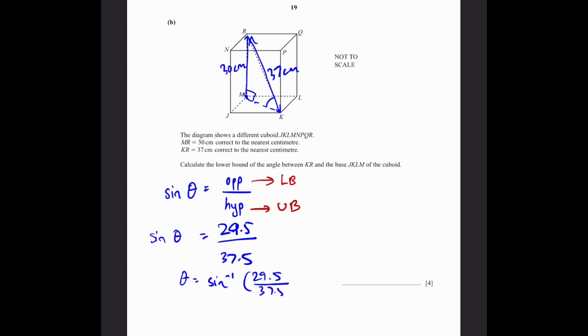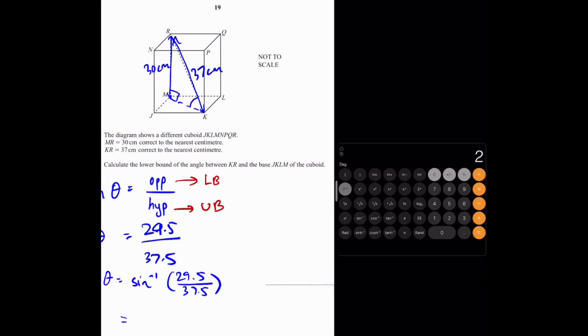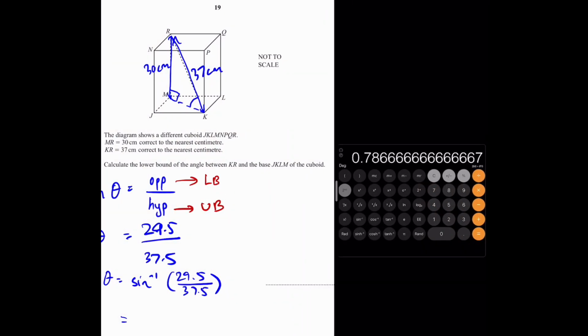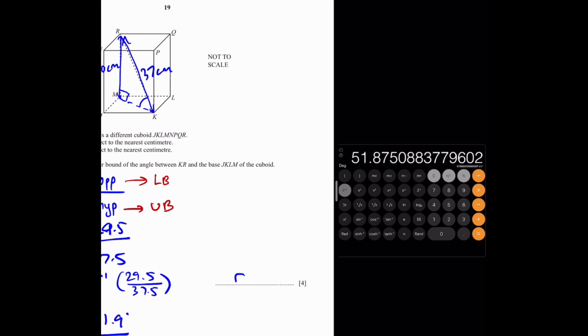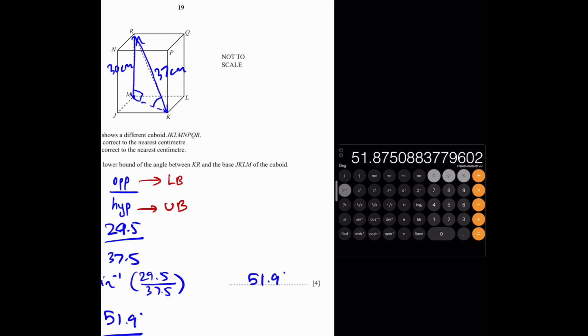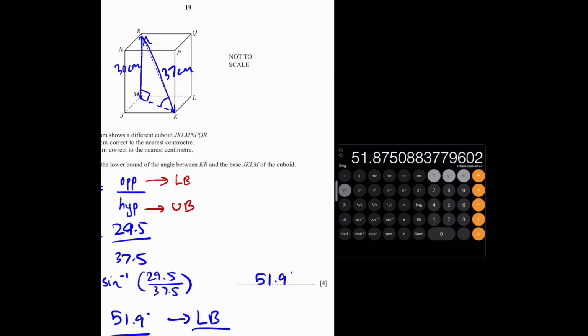And we can simply find this out using our calculator and get the answer. Here we go. 29.5 divided by 37.5, and then a simple sine inverse to get 51.9 degrees as our final answer. By the way, this is the lower bound of the angle. It's not just the angle, it's the lower bound. That's the answer.